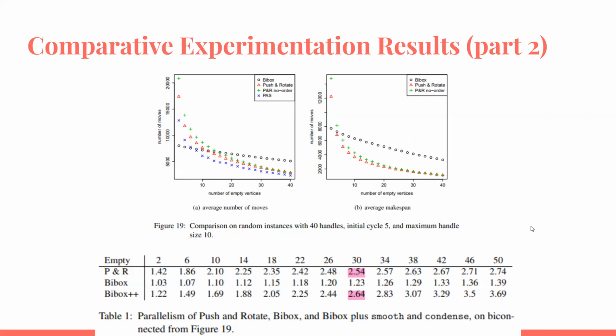This table down here refers to the parallelism, which is essentially the number of moves divided by the makespan. Bibox++ is actually just Bibox, but it's using push and rotate's smooth and condense functions in the heuristics. So that's why we're able to get better results here for Bibox. We use the heuristics involved in PNR. But you can see that Bibox++ doesn't catch up to our PNR until we have 30 empty vertices.